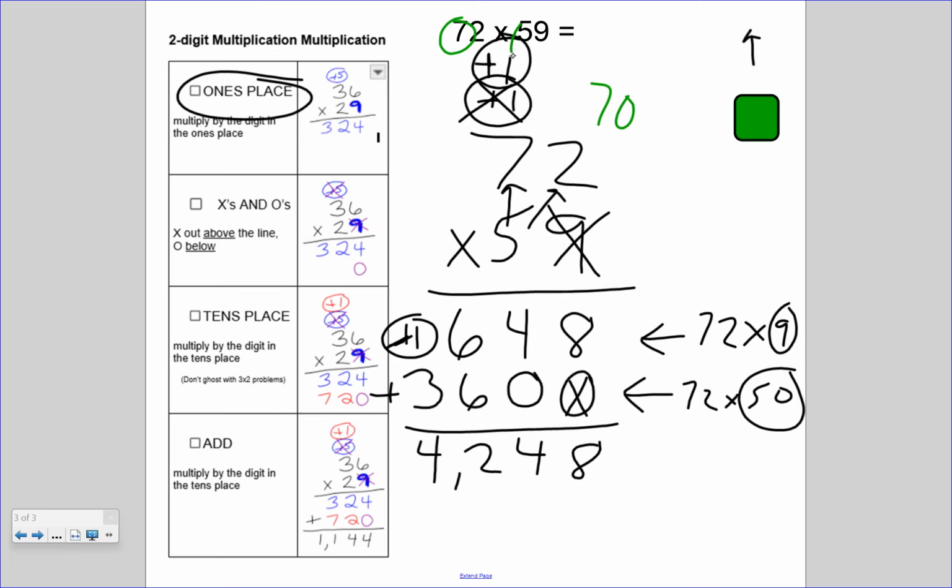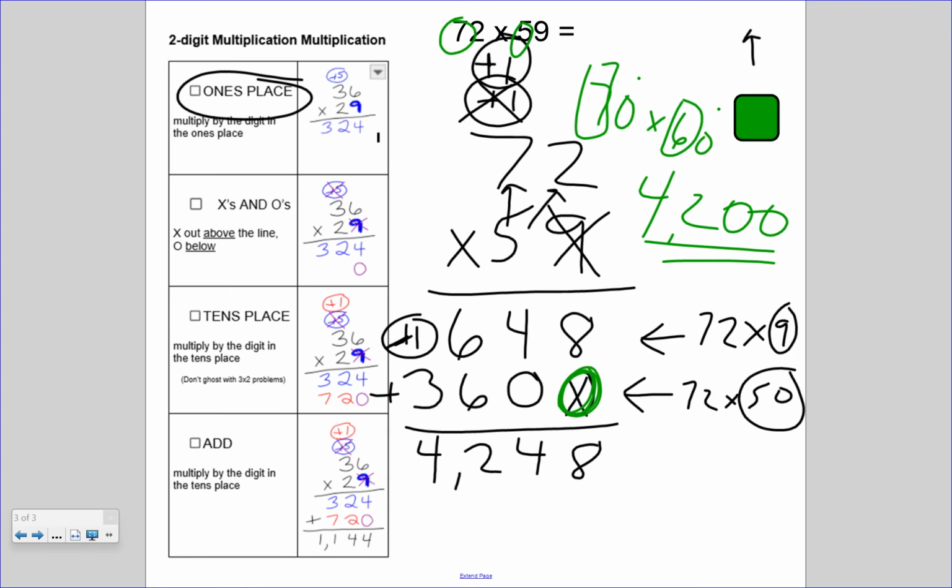I can't fit it. This is about 60. Easy. 7 times 6 is 42 with 2 zeros. Boom. Now, if you had made a Big Bob mistake, you would have gotten an answer of around 1,000. Like if you had forgotten this 0, you would have had an answer of about 1,000, which you should be able to look at that estimate and be like, that doesn't work.